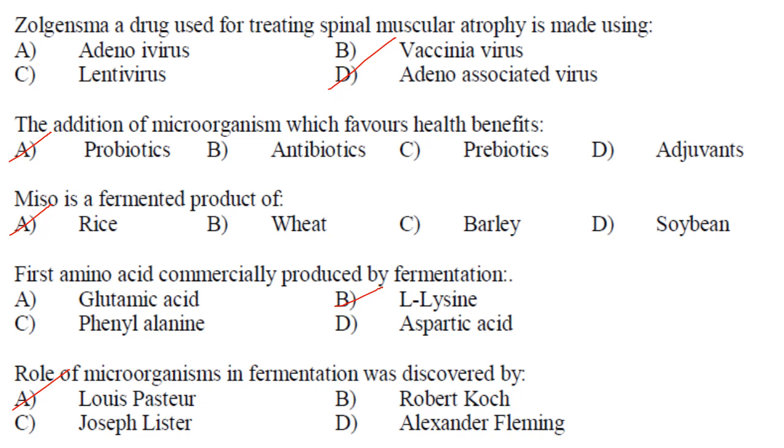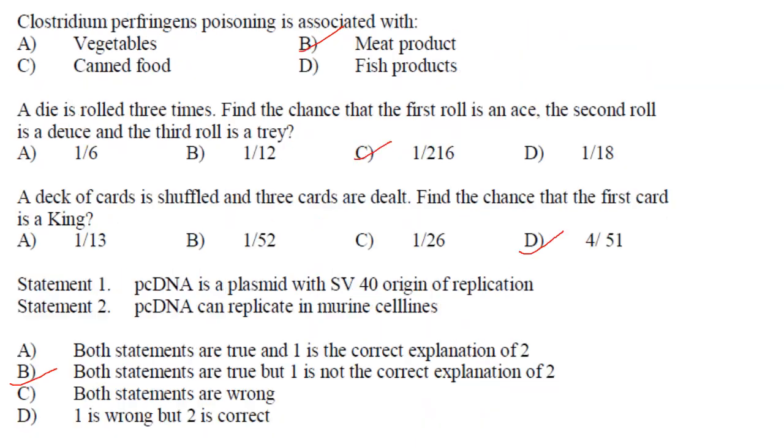The addition of microorganisms which favor health benefits. It is probiotics. Answer is option A. Miso is fermented product of rice. Answer is option A. First amino acid commercially produced by fermentation. It is L-lysine. Answer is B. The next one. Role of microorganism in fermentation was discovered by Louis Pasteur. Answer is A. So coming to the next question.